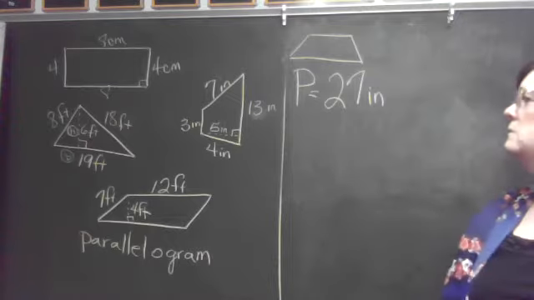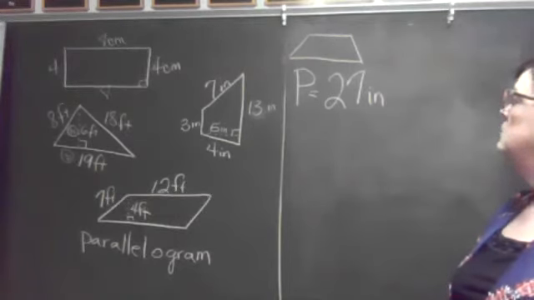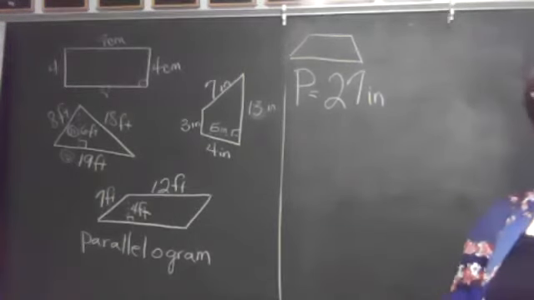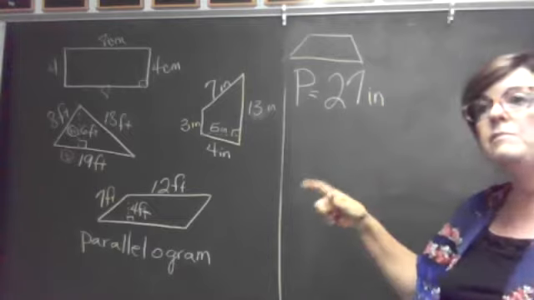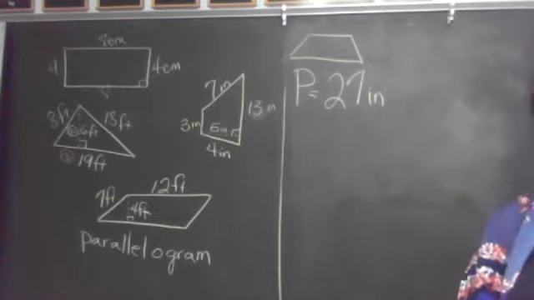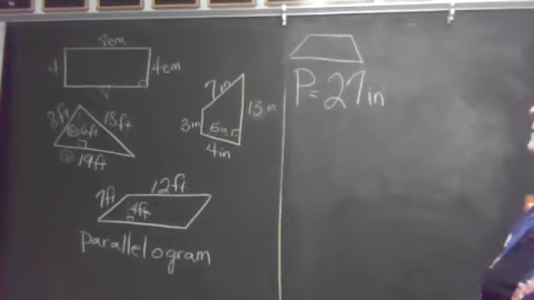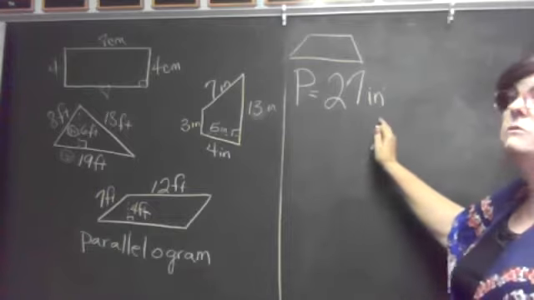Did I do it right? See, 7, 14, 27. Yes? Okay, 27 inches. Notice that perimeter is one-dimensional, and so we have an invisible 1 on our units. You don't have to write that 1, but that's how you know. Perimeter is one-dimensional, area is two-dimensional.